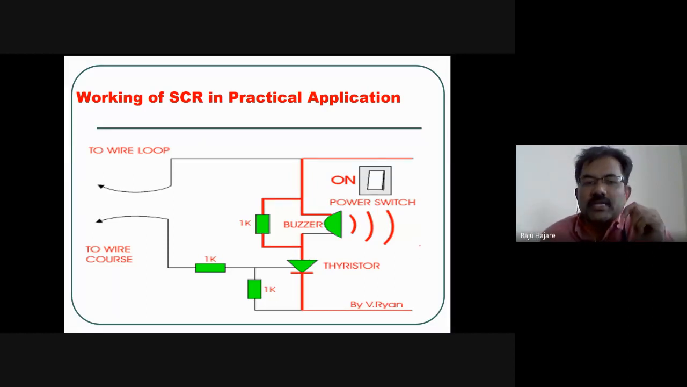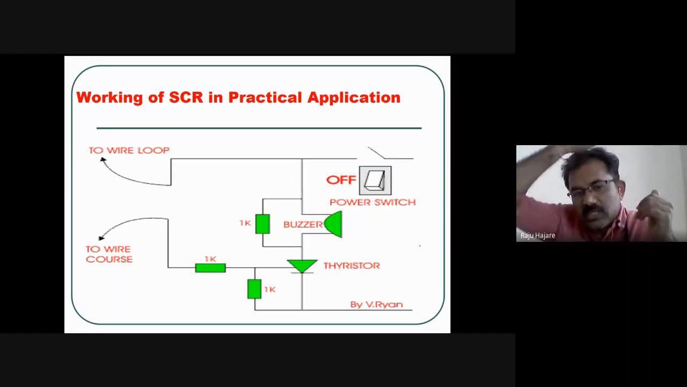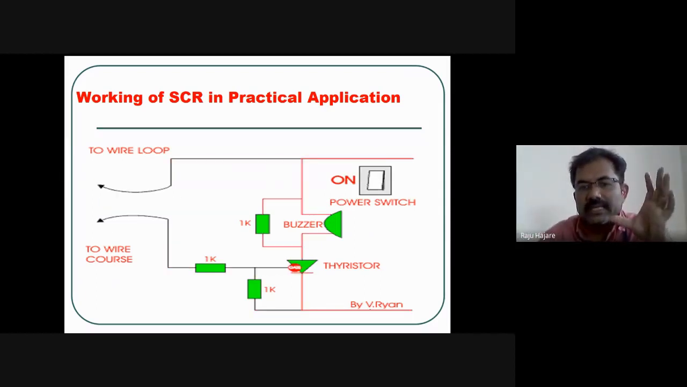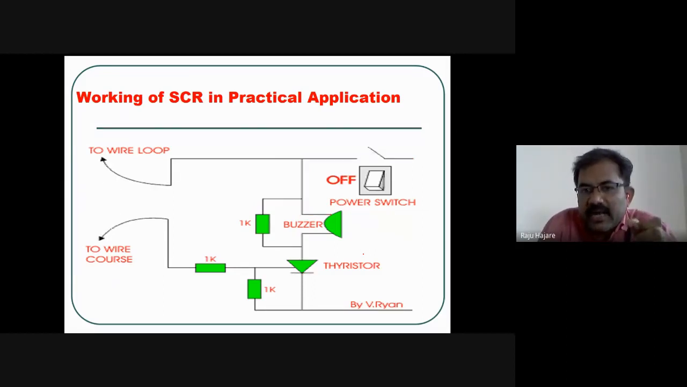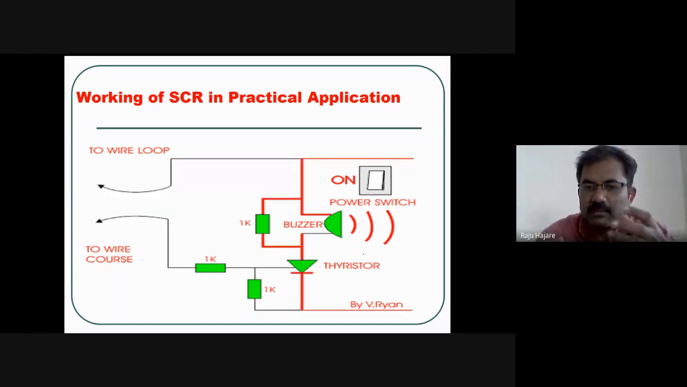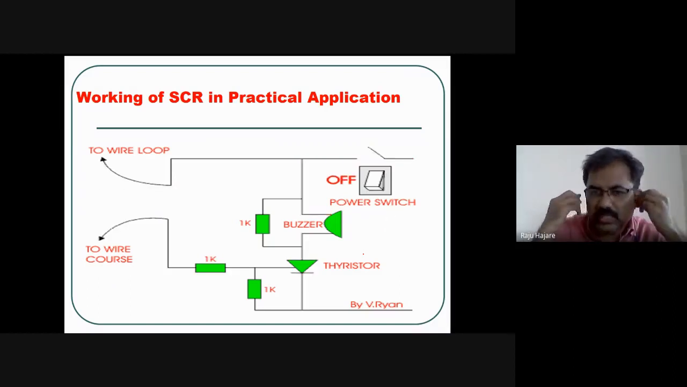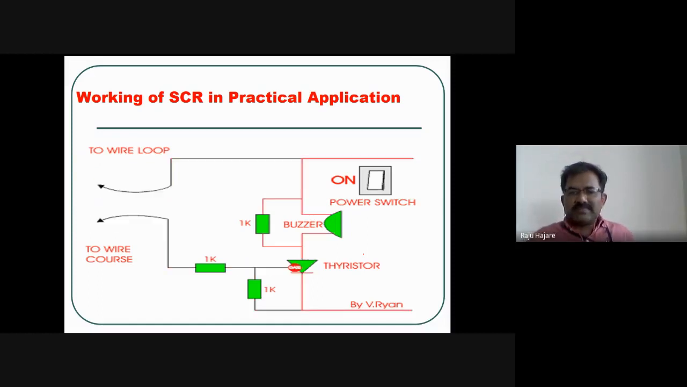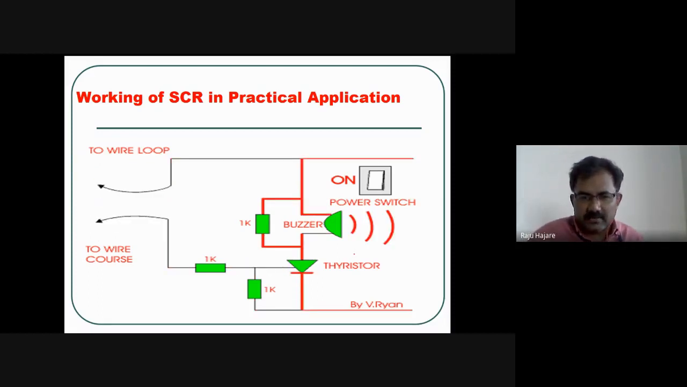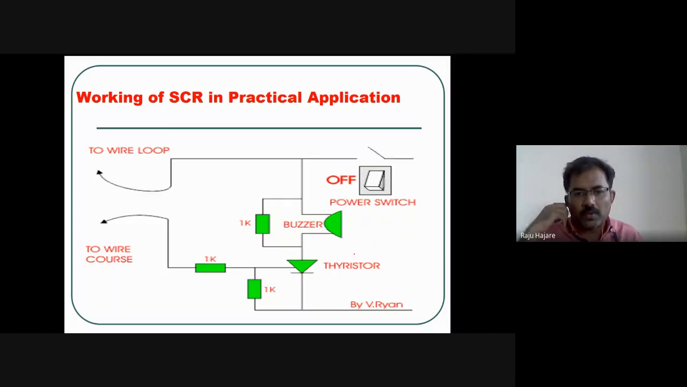It is not shown here. I tried to find the correct practical circuitry. This is what I got, but I think you will understand one practical application of how I can make use of this SCR in practice. You can just make a buzzer sound whenever there is a current flow in the circuitry. So it is a simple circuit: one switch, one SCR and a buzzer to give you sound.